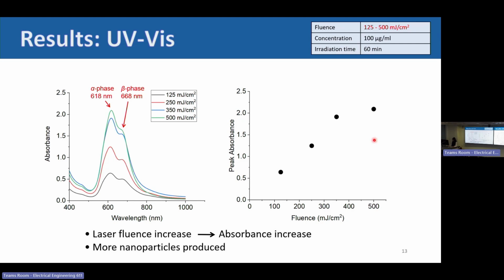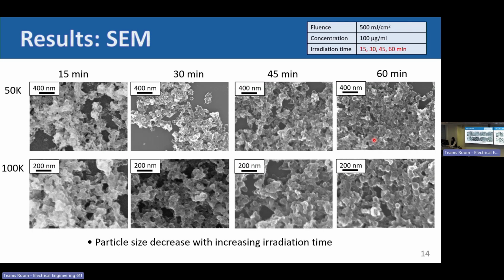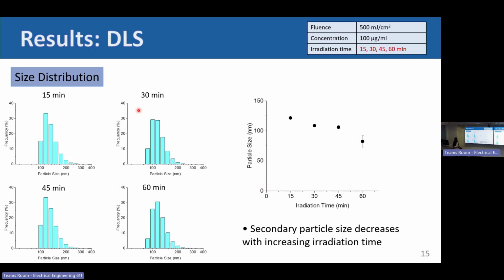And next one is the irradiation time changing from 15 to 60 minutes. We can see that when the time is not really enough, there will be some larger raw material-like things existing in the samples. And as the time increased, they disappeared. And the particle size also decreased with the increasing irradiation time. And next one is the size distribution. We can see that they are quite evenly distributed.